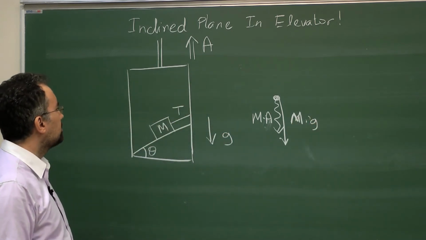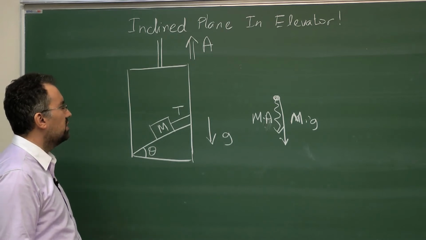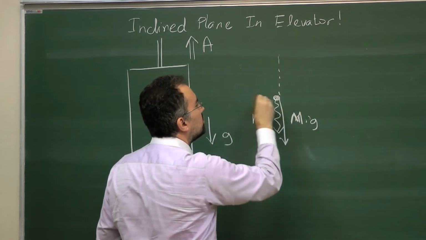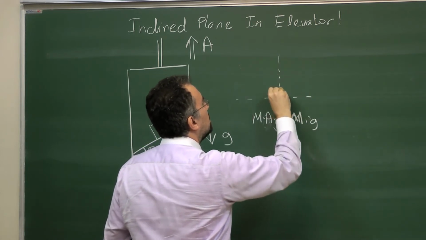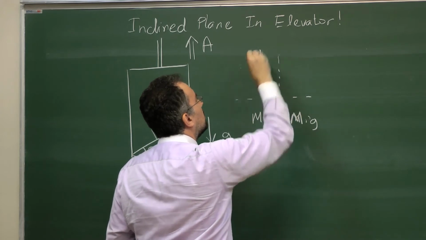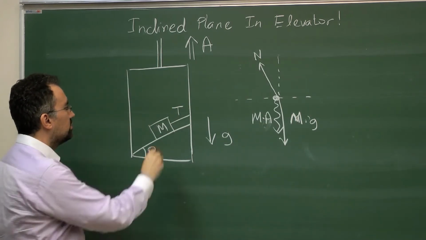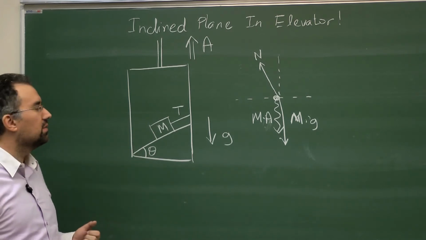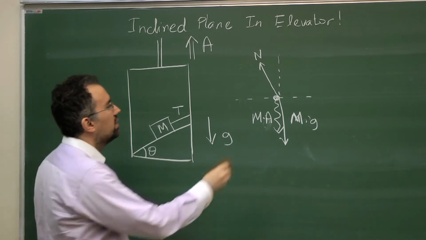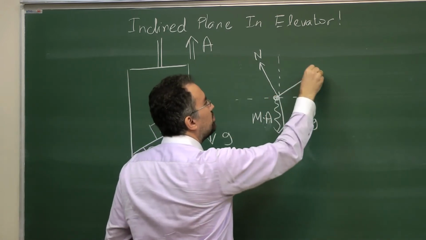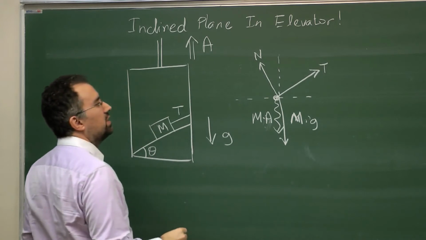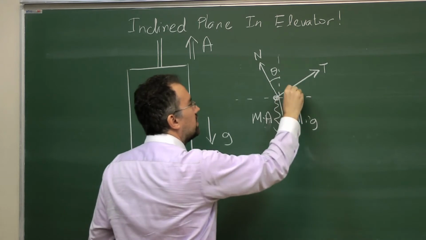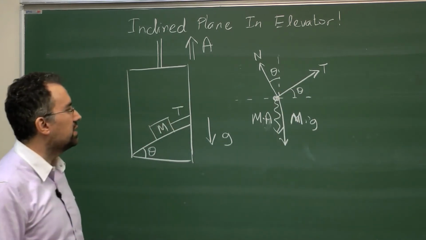Now, what other force is there on the object? If this is the vertical and this is the horizontal, there is going to be the normal force, which is the force applied by the inclined plane on the mass. And there is going to be the tension of the rope, which is going to be in that direction. Now, this angle is going to be theta, and that angle is going to be theta.